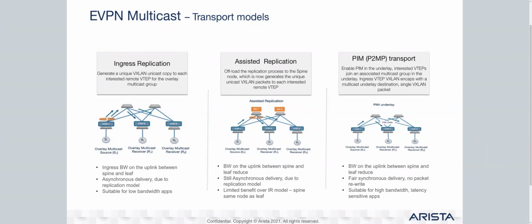The second one is assisted replication. Here the onus really falls on the spine. You send from the leaf, and it's up to the spine to determine via signaled capabilities that it needs to replicate to interested VTEPs. So you still have an asynchronous delivery model because you are still replicating at the spine, but compared to the ingress replication model, you're moving the same function up to the spine and saving on that uplink bandwidth, but it's still being asynchronously delivered.